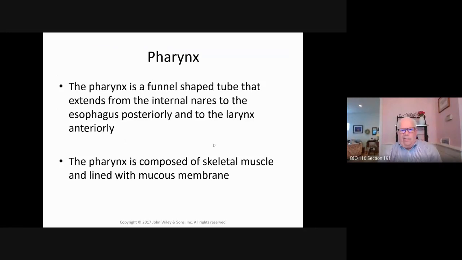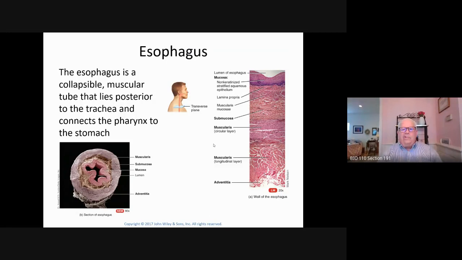All right, let's leave the mouth. We're now going into the pharynx. We talked about the pharynx when we talked about the airway. So you know where the pharynx is, okay? And the pharynx is composed of skeletal muscle. So the food leaves the mouth and goes into the pharynx and then goes into the esophagus. The esophagus is a collapsible muscular tube that lies behind the trachea and connects the pharynx to the stomach.